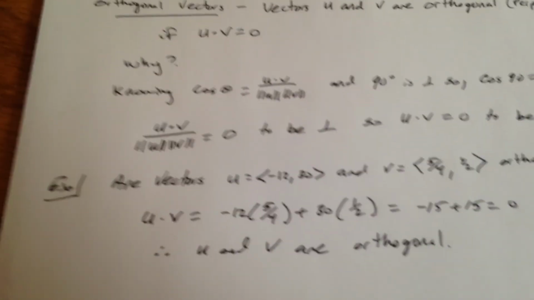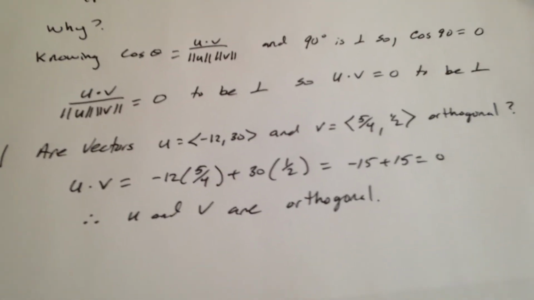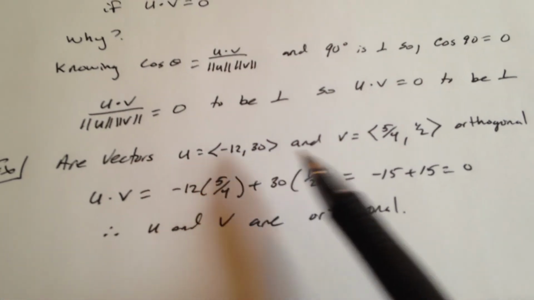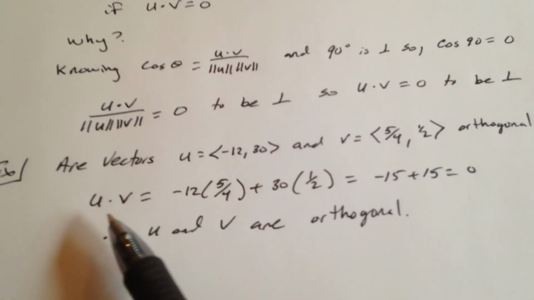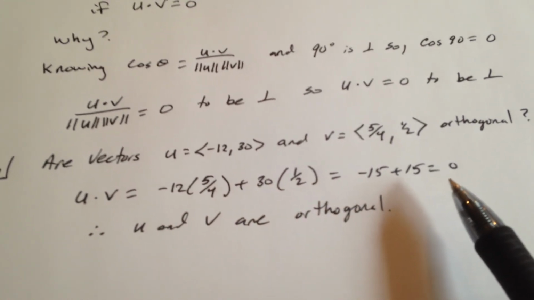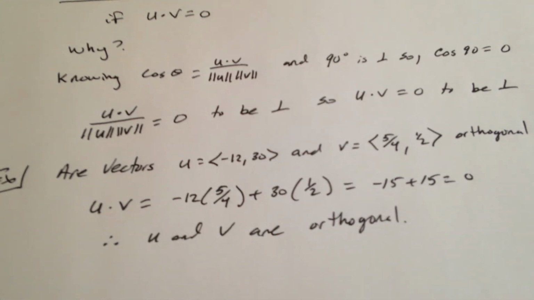An example here: to show that these two vectors are orthogonal, you would actually plug them into the dot product. I've taken u and v and plugged those into the dot product. If you do that, you'll find you get 0. Because their dot product is 0, u and v are orthogonal, or perpendicular.